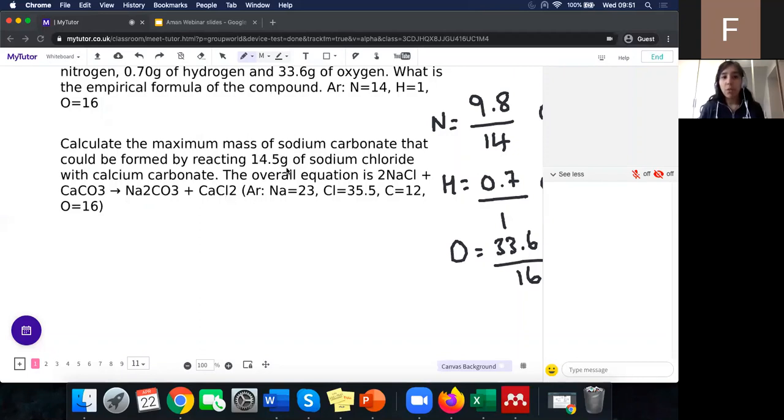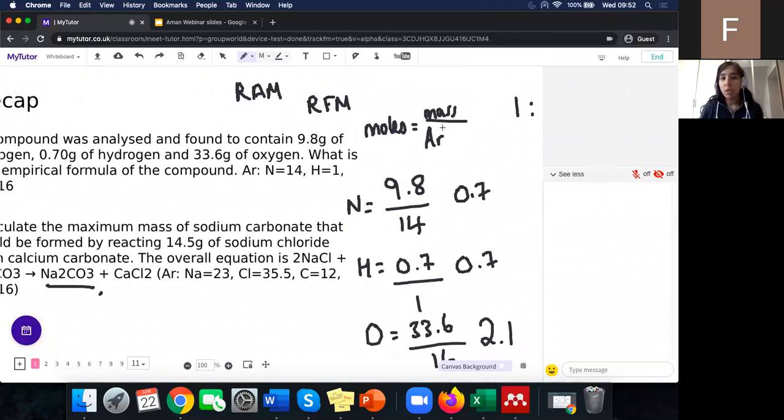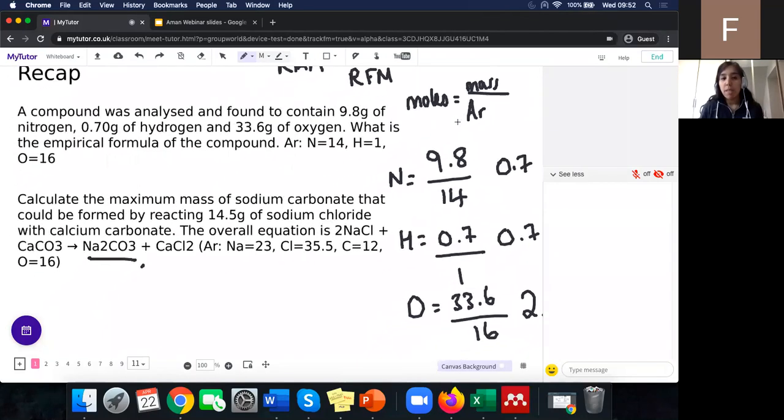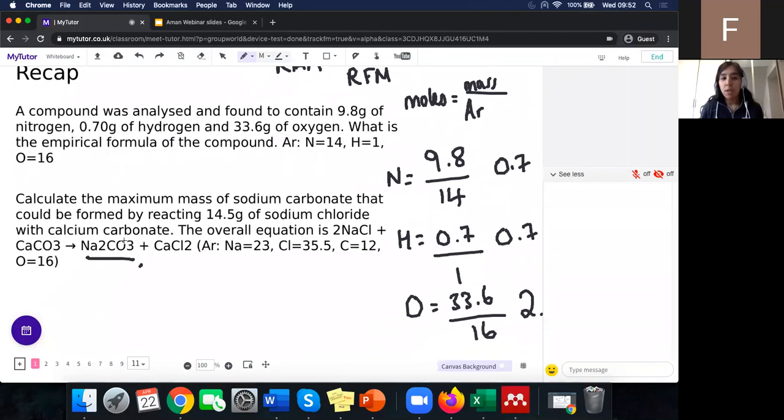So we want 14.5 grams of sodium chloride reacting, and we want to know the maximum mass of sodium carbonate. So just like we just did in the previous question, we need to know the number of moles of sodium chloride, and then we can use the balanced equation to work out how many moles of sodium carbonate there are. And if you remember, our equation is moles equals mass over the AR. That means then if we have the moles of sodium carbonate, we can use the AR and the moles to calculate the mass, which is what this question is asking.